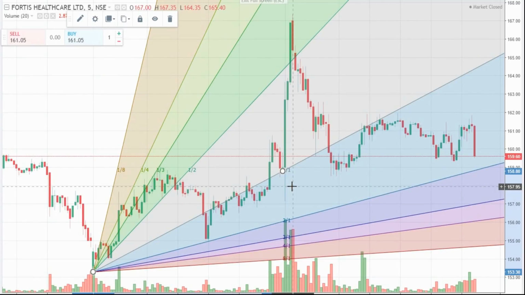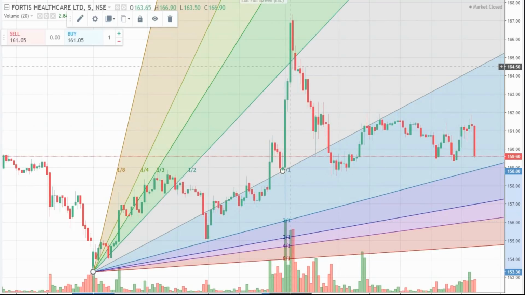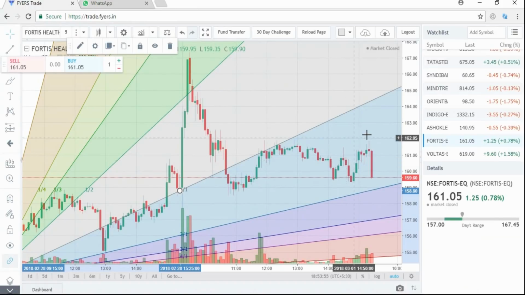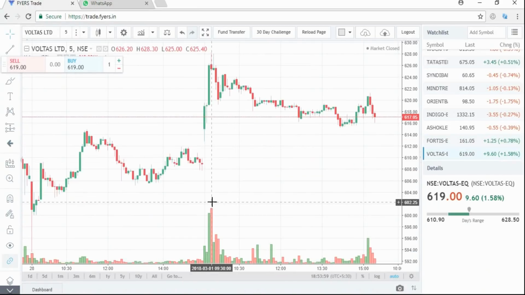So once market touches this level, just watch it for 10 minutes. So once it breaks this level, just wait for the next two candles or one next candle. If the next candle is also green, then go for the buy side, or if the next candle is red, then wait for the breakout like this. Okay, and I'm going to check another stock also, Voltas.